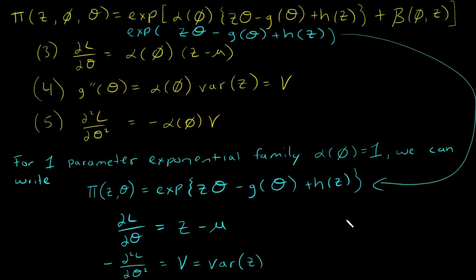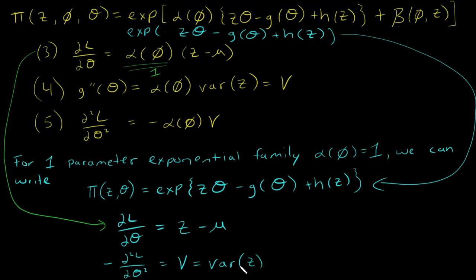Okay. All right, for this second equation, this one will follow very directly from equation 3, where I'm going to plug in 1 here, and I get that the first derivative of the log likelihood with respect to theta is just going to be z minus mu, basically because you plug in a 1 right there. Okay, so that one's pretty straightforward.